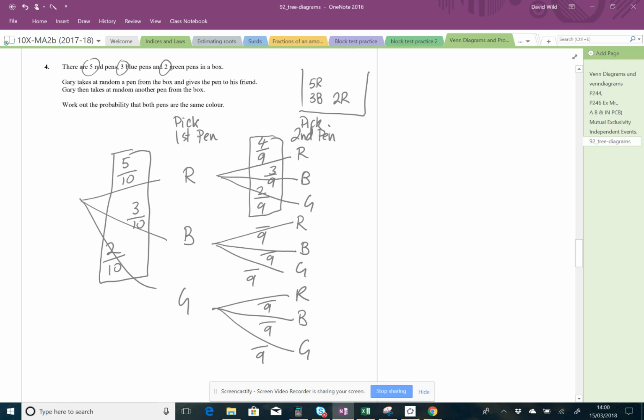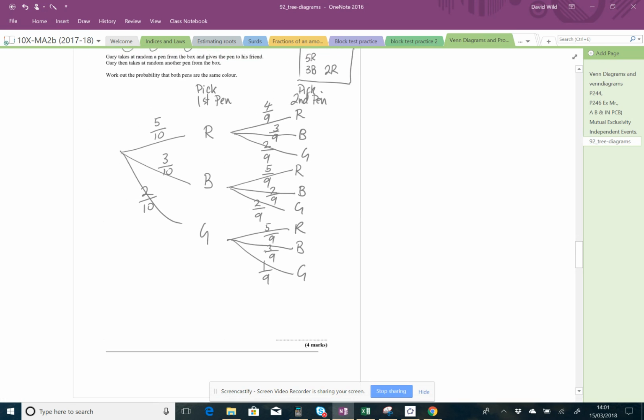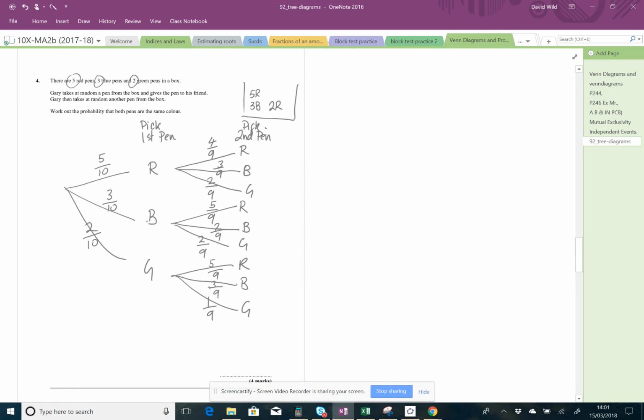Now, if we picked a blue first of all, then there were 3 blues. There's only going to be 2 left. There were 5 reds. There are still 5 remaining. And there were still 2 greens remaining. Now, if we picked a green, there were 2. We've picked 1 out, so there's only 1 left. There are still 3 blues remaining. And there are still 5 reds remaining. So that's all our probabilities on our tree. Remember to label your outcomes here and here, and your events going this way.